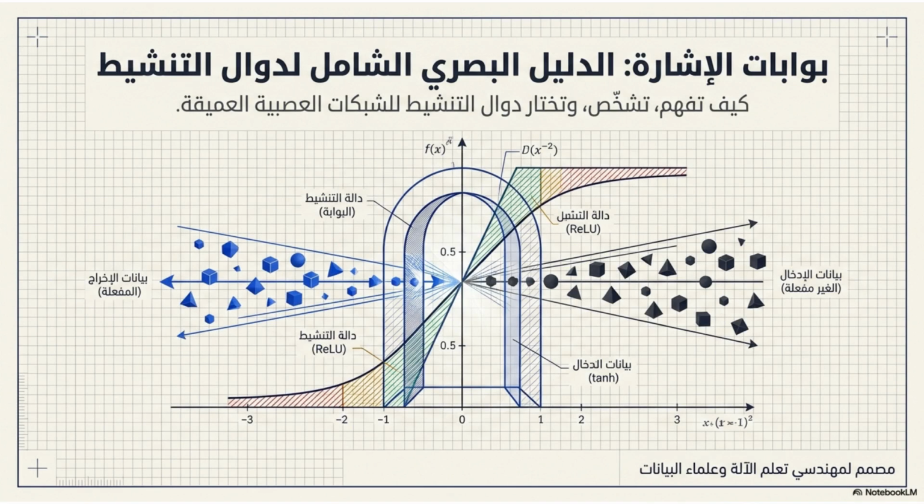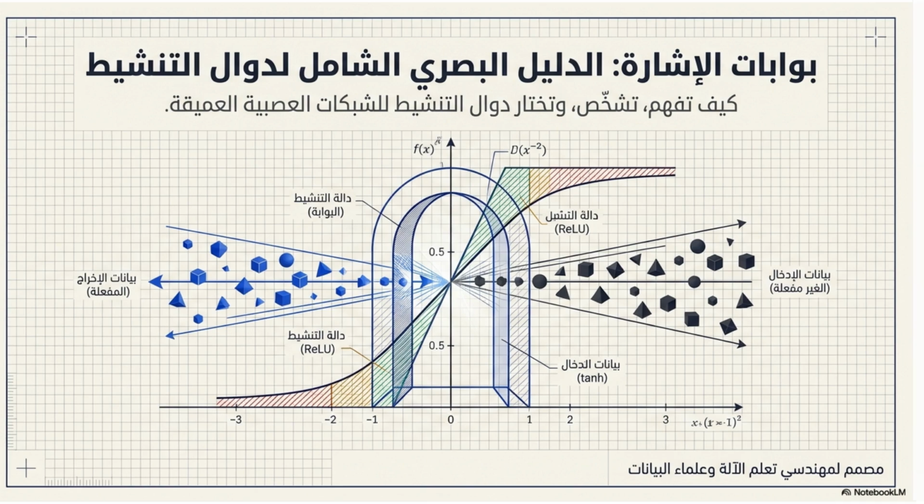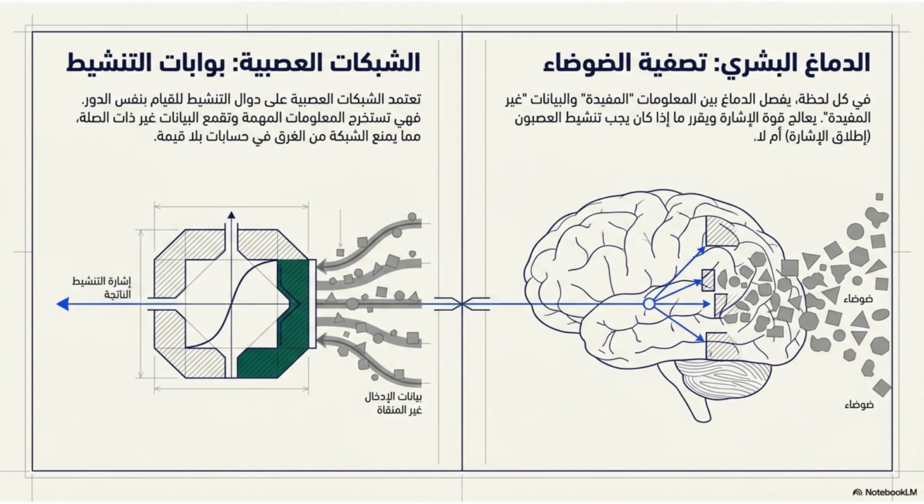This video provides a comprehensive visual guide to activation functions: how to understand, diagnose, and choose activation functions for deep neural networks. Neural networks use activation gateways to serve the same role as the brain in filtering out noise and irrelevant data, retaining only essential information for calculations.